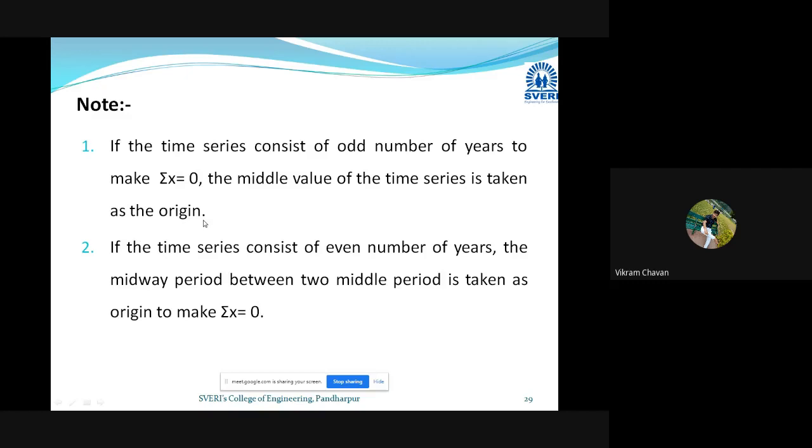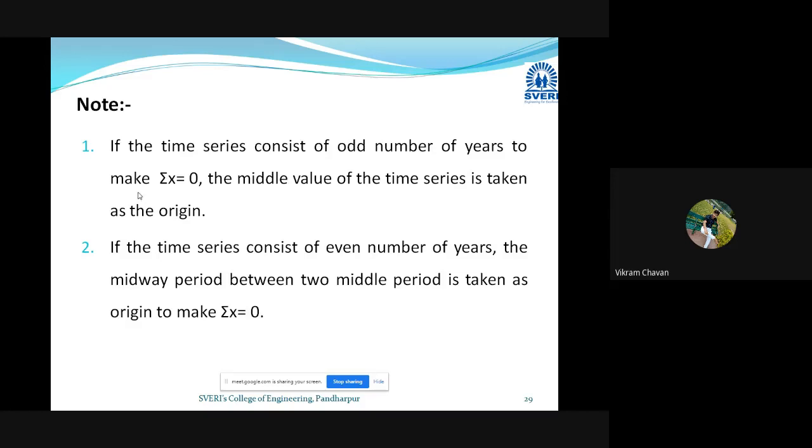So if there is an odd number of years, then take the middle year. If you are considering that there are 9 years, then of the total 9 years, the fifth year will be considered as the middle year.